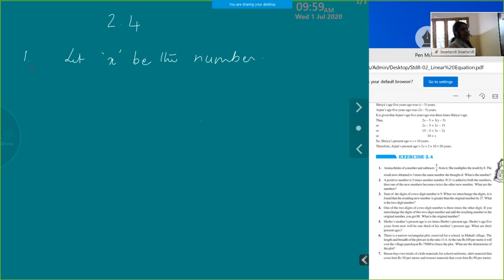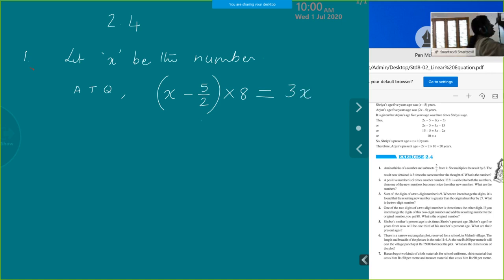So what happened according to the question? Subtracts 5 by 2 from it. So according to question, 5 by 2 is subtracted from x. Then she multiplies the result by 8. So multiplied this result by 8. Then she got the result as 3 times of the same number she thought of. So the result is replaced by equal to 3 times of the number she thought of.